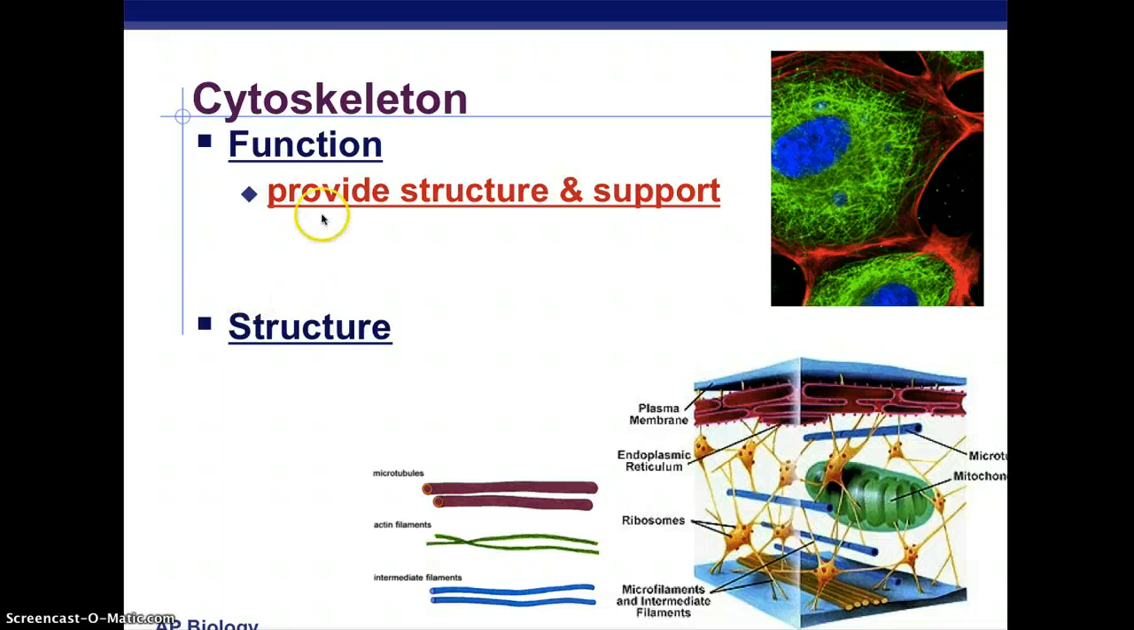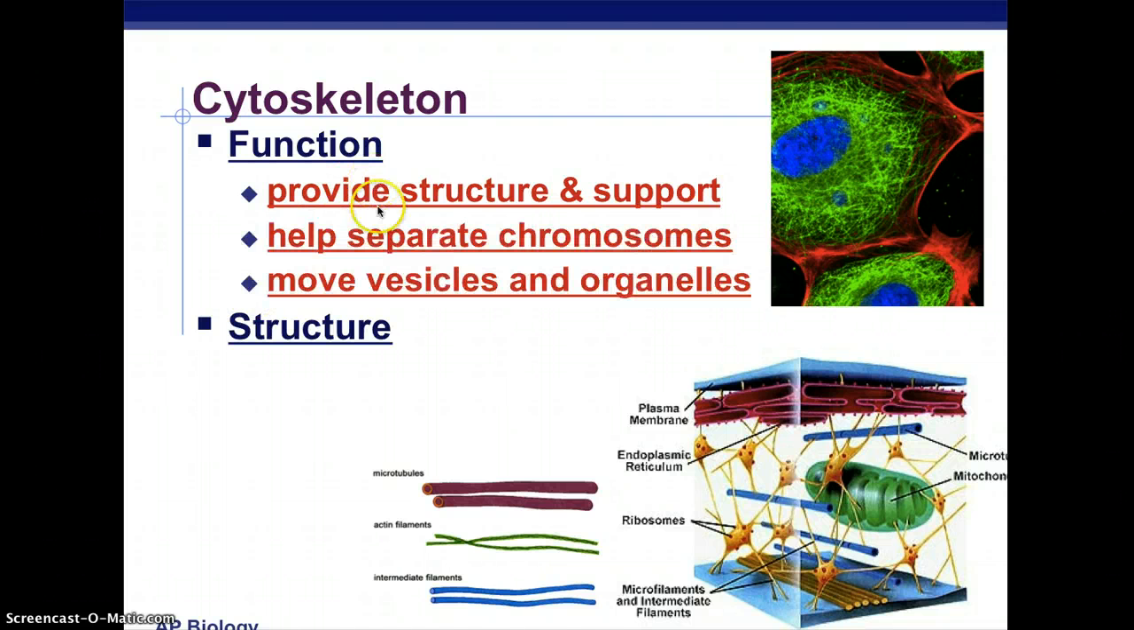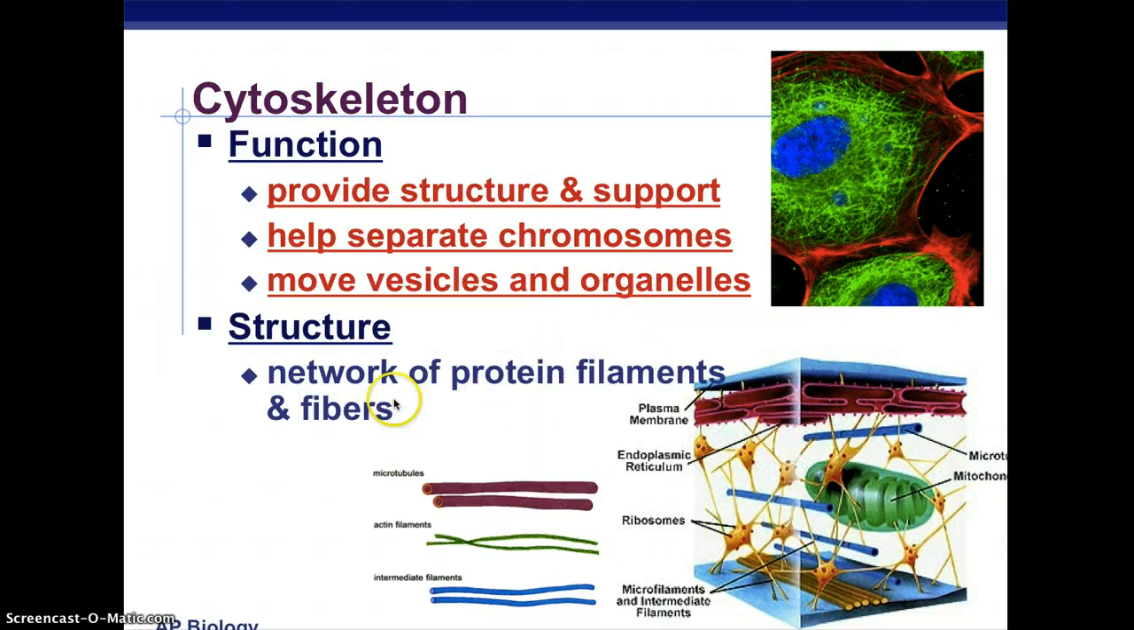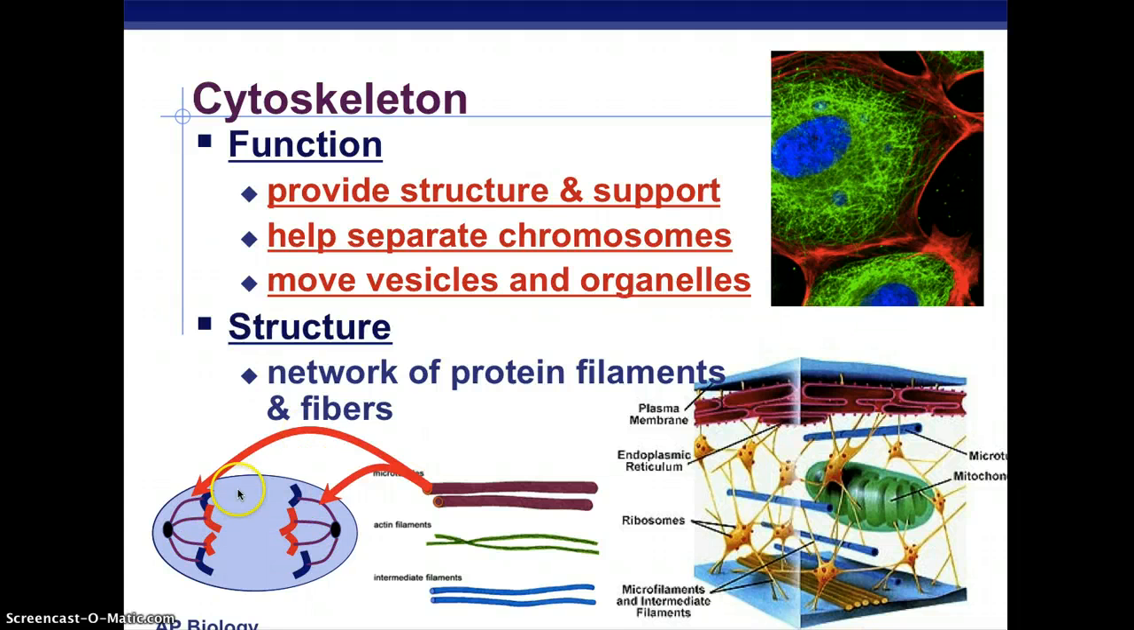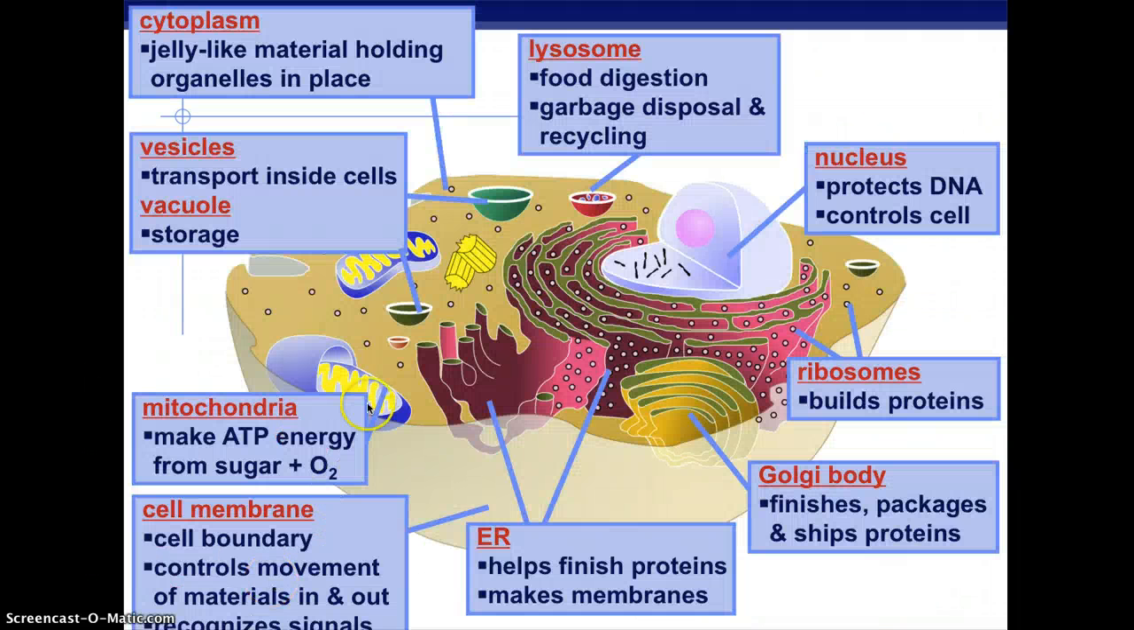Cytoskeleton, the function of this is to provide structure and support for the cell, help separate the chromosomes, move vesicles and organelles within the cell, and it's made up of a network of protein filaments and fibers. There are actually three types. There are microtubules, microfilaments, and intermediate filaments. And again, they help coordinate the movement of materials within the cell as well as maintain the structure of the cell. There you go. Cytoskeleton pulling apart the chromosomes.